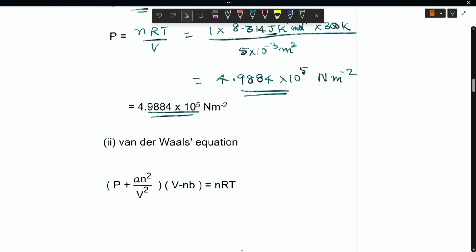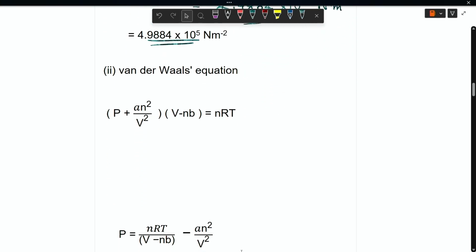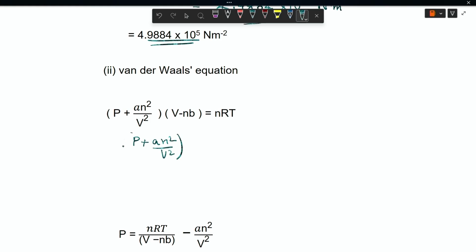Now, we have to go for the van der Waals equation, from which we are supposed to find out the pressure. So, we have terms along with pressure. So, we will have to remove that first, P plus a n² by V². You are taking V minus nb to the other side, that goes to the denominator, because here it has been multiplied. So, this becomes nRT divided by V minus nb.